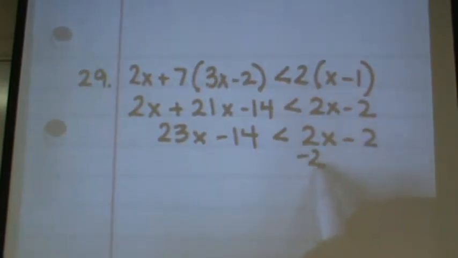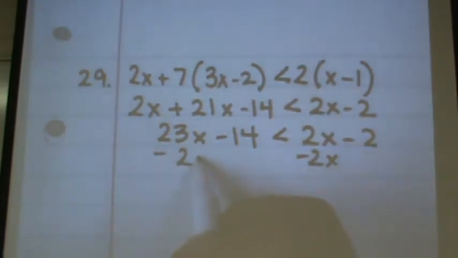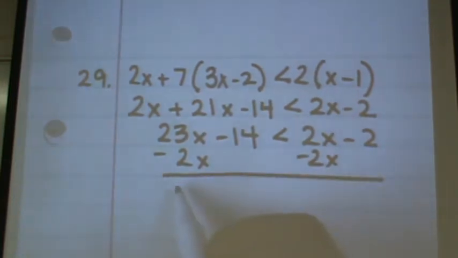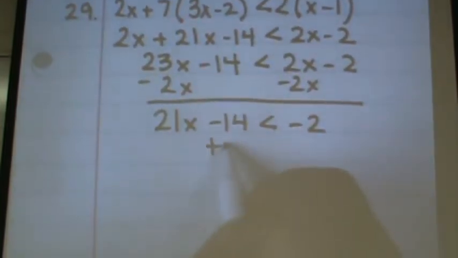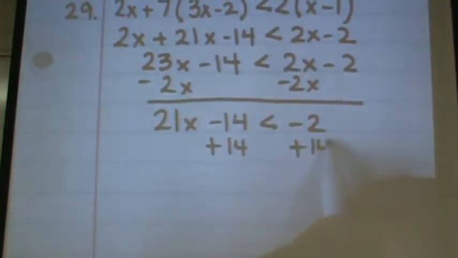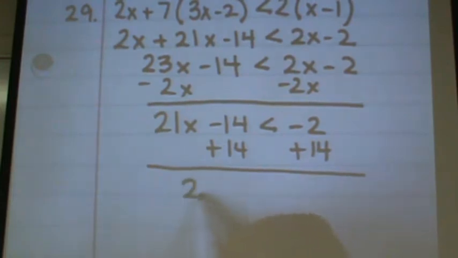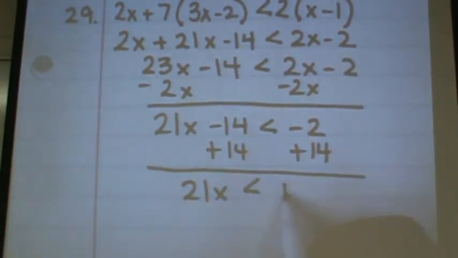We're going to subtract 2x to get the x's together. So we get 21x minus 14 is less than negative 2. And I would add 14. So 21x is less than 12. Divide by 21.